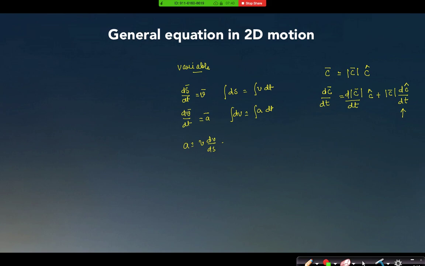And whenever you are differentiating a direction, you are asking for the rate of change of the direction. If some vector has its magnitude and direction, and both are changing with respect to time, then while differentiating that vector, we can first differentiate its magnitude, making its direction constant, and the second term will be keeping its magnitude constant and differentiating its direction.